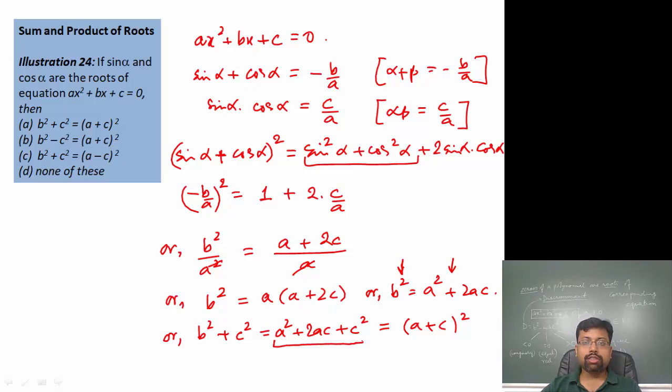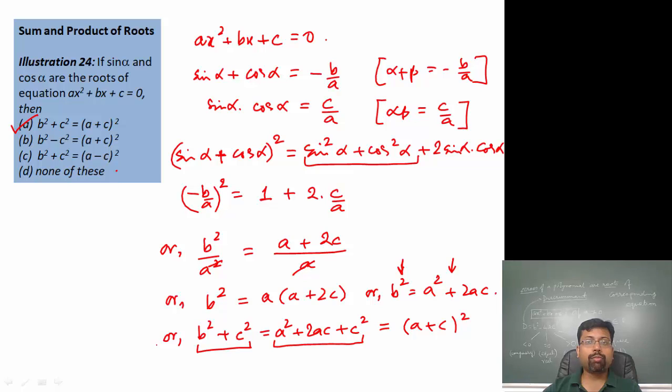But what we see here is the right hand side gets transformed into a plus c whole square and the left hand side becomes b square plus c square. So in the options that are given, option A gets satisfied. So this is something that has already been satisfied.